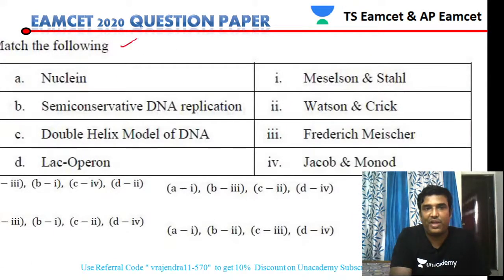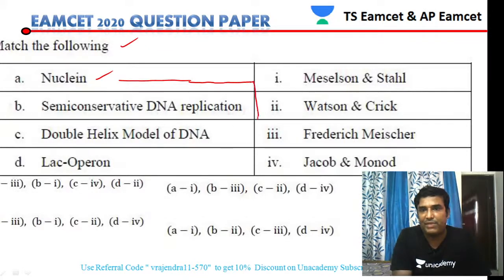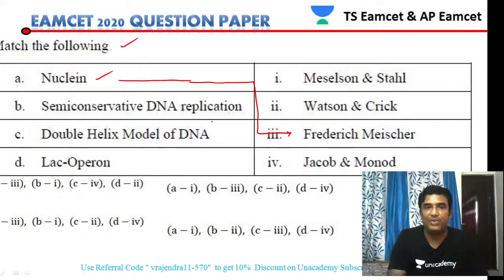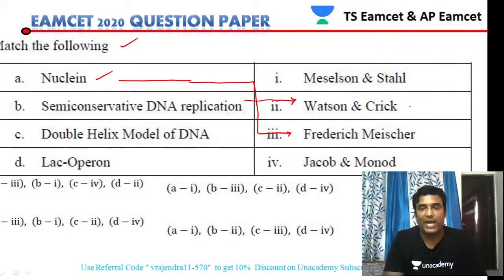Match the following. The term nucleon was first given by Frederick Miescher. Then semi-conservative DNA replication. Watson and Crick are the persons who got the Nobel Prize for explaining the 3D model of the DNA.